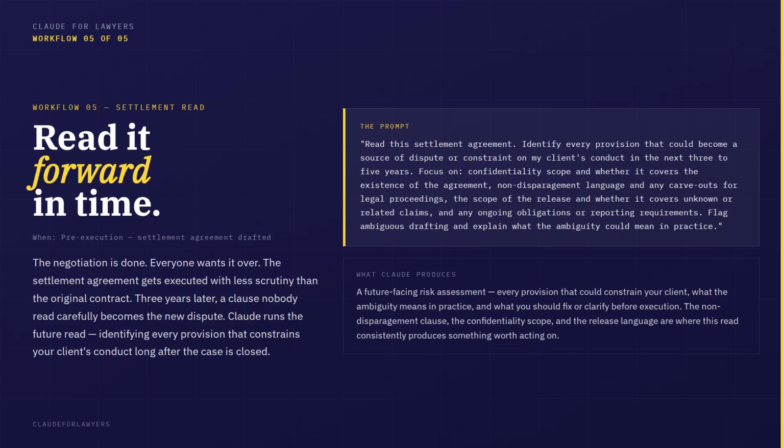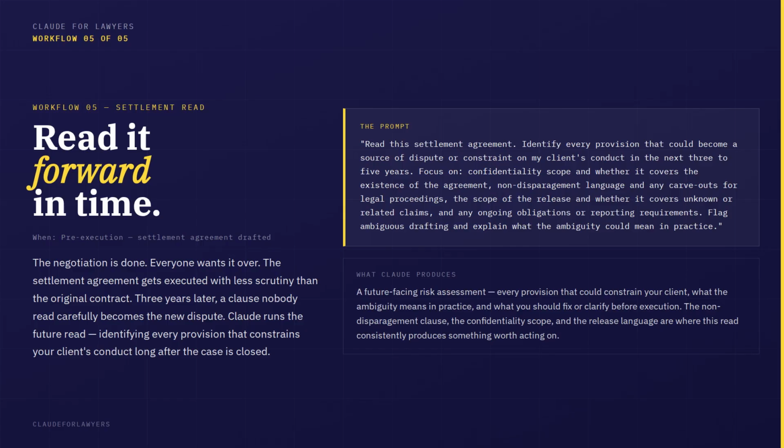Workflow 5. The settlement read. The negotiation is done. Everyone wants it over. The settlement agreement gets executed with less scrutiny than the original contract because the parties are tired, because the deal is done, because everyone has moved on emotionally before the ink is dry. 3 years later, a clause nobody read carefully becomes the new dispute.